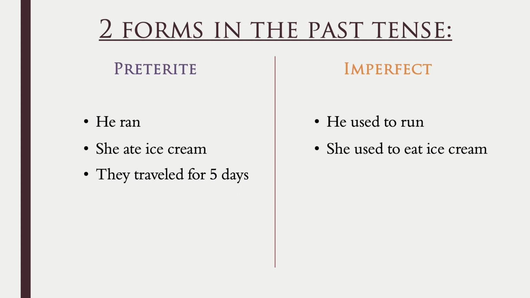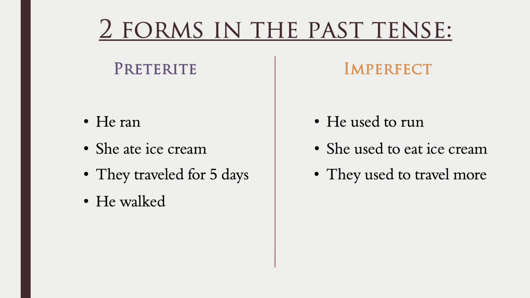"They traveled for 5 days." That one's preterite because you're specifying how many days they traveled for. Versus in the imperfect, it would be more like "they used to travel more," right? Both of them, they're traveling in the past, but one of them's a specific time frame and one of them's just a general "they used to travel," right?